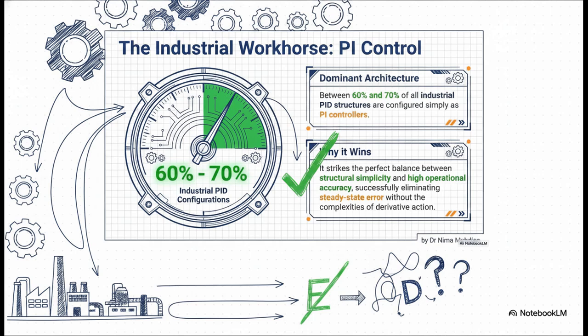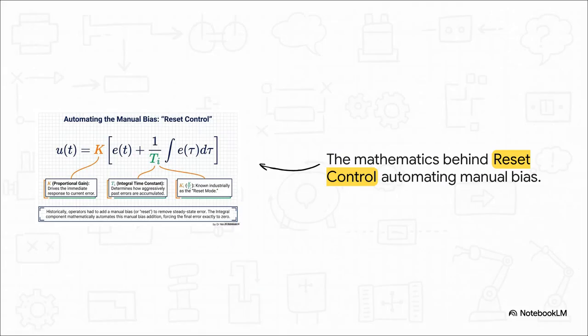It's honestly easy to see why PI control holds that title of industrial workhorse. It is the dominant architecture, making up between 60 to 70% of all industrial PID structures. Why does it win out so often? Well, it strikes the perfect balance. You get structural simplicity paired with high operational accuracy, successfully eliminating steady-state error entirely without having to introduce the complexities of derivative action. So, let's look at the mathematics behind this.